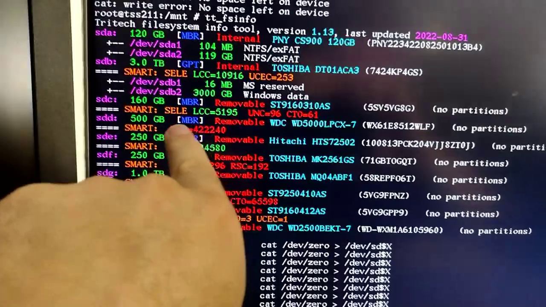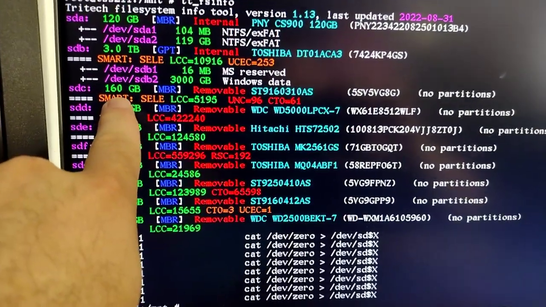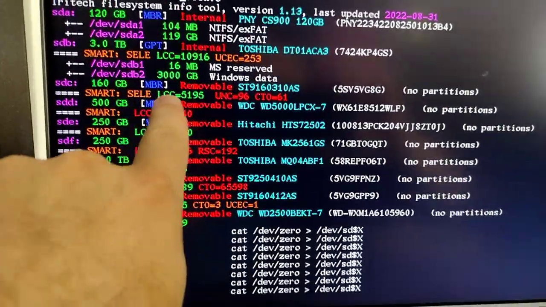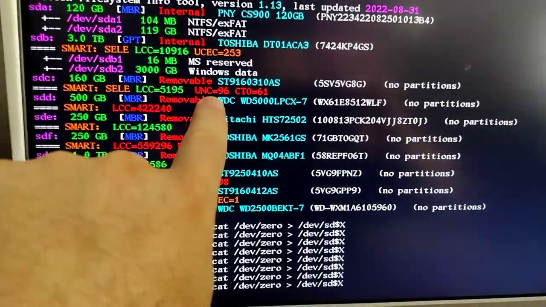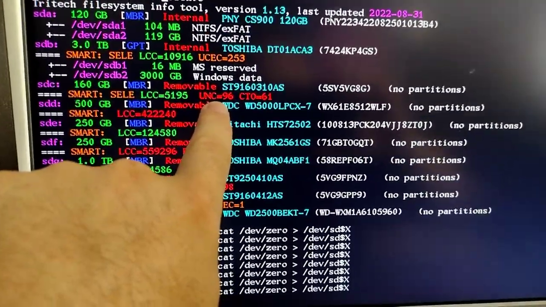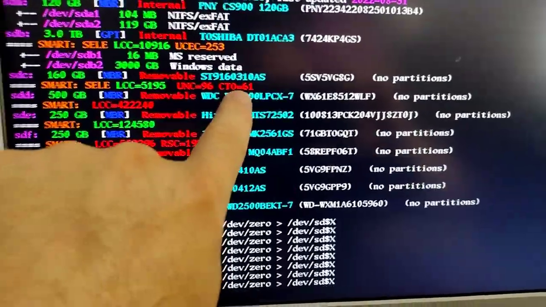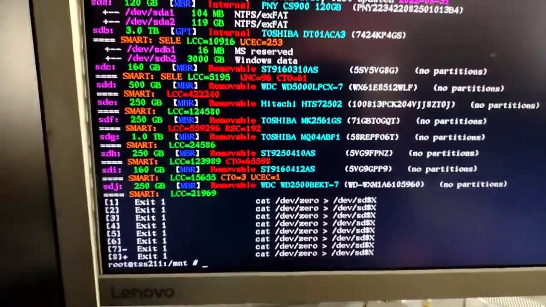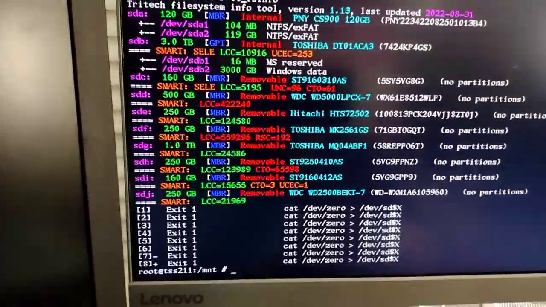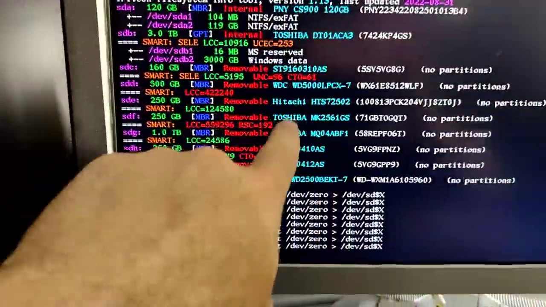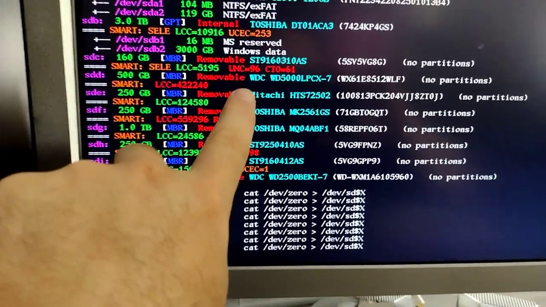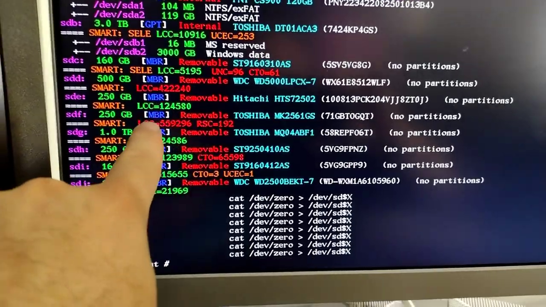So let's look at this. We got SDC, there's capacity, SMART. I've got SELE, which means there are SMART error log entries, load cycle count. This one has reported 96 uncorrectables, which means there have been read errors. CTO is command timeout, which means that the drive has not been able to respond before the timeout period to 61 commands in its lifetime. So that drive's probably bad, so I marked it as such.